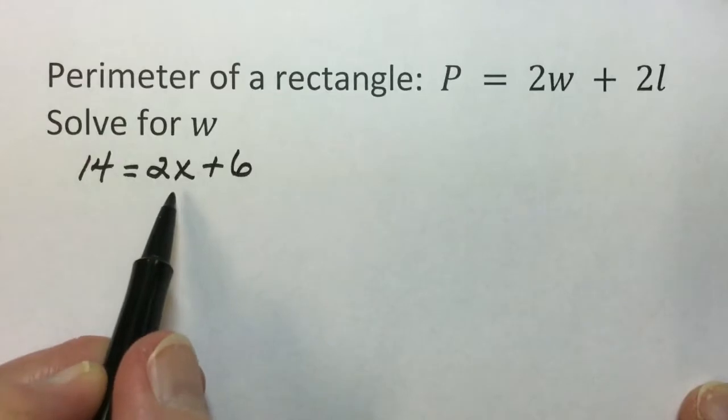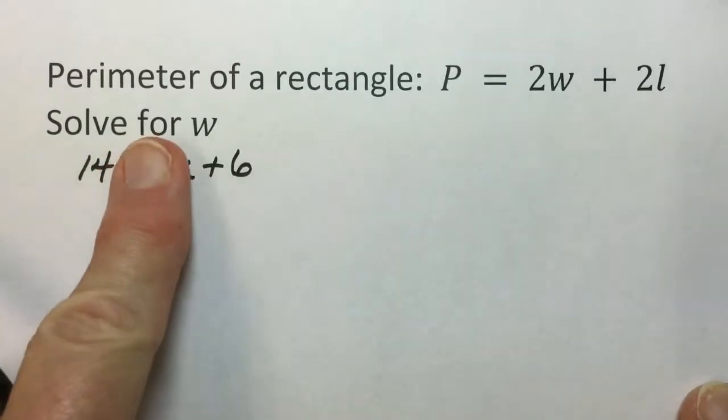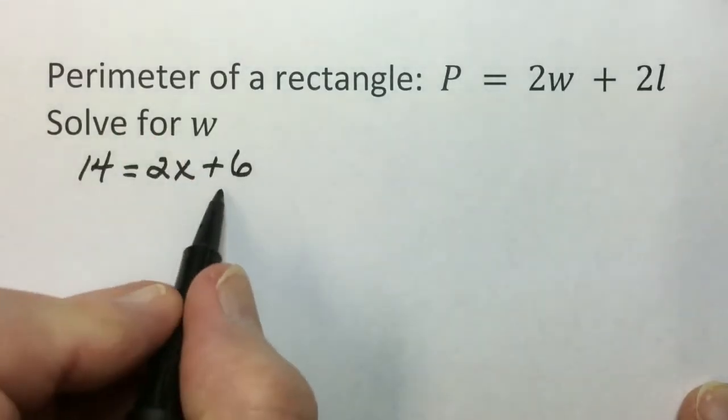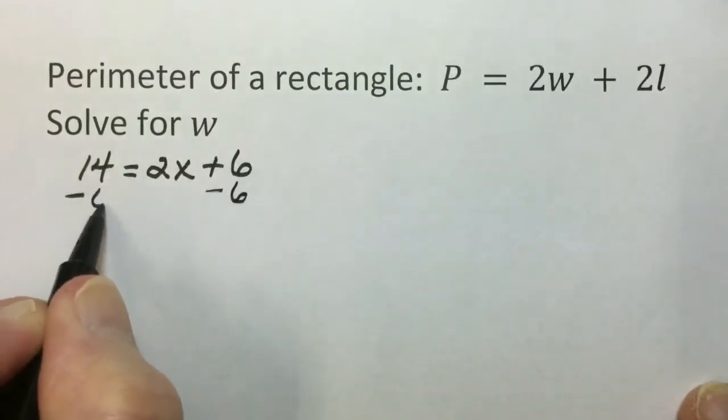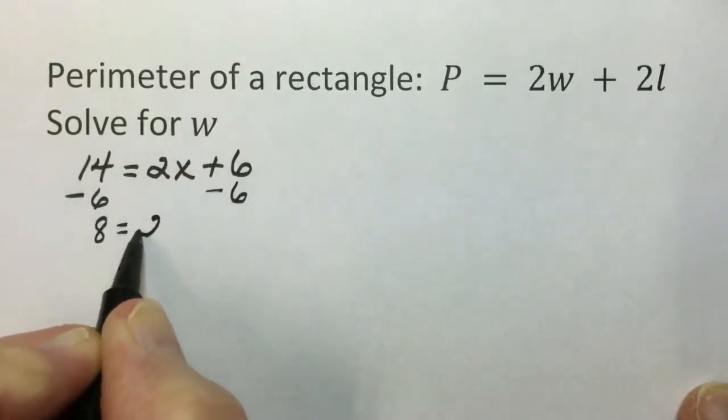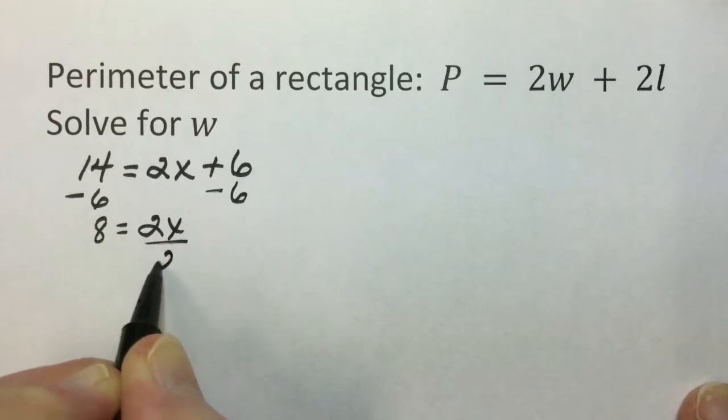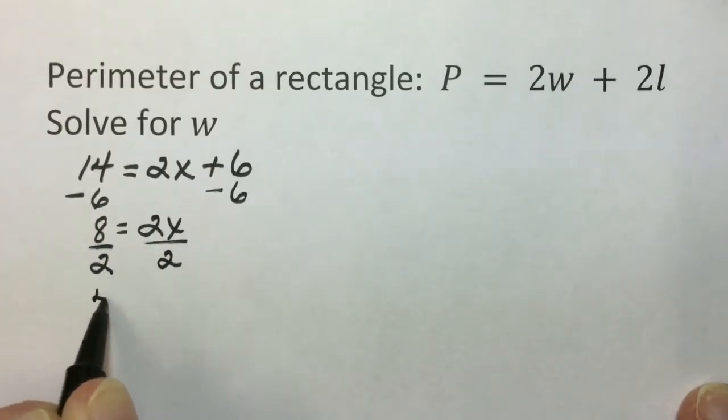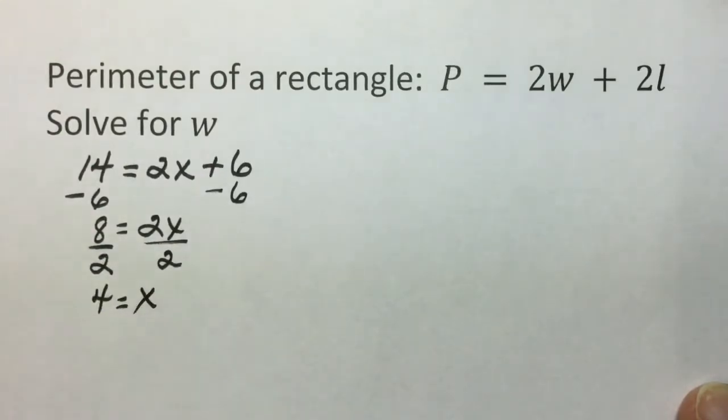In this example that I wrote down, to get the variable by itself, the first thing we would do is subtract 6 from each side, and then undo the multiplication to get the variable by itself, and simplify. Because we're working with mainly integers, we have the variable by itself.